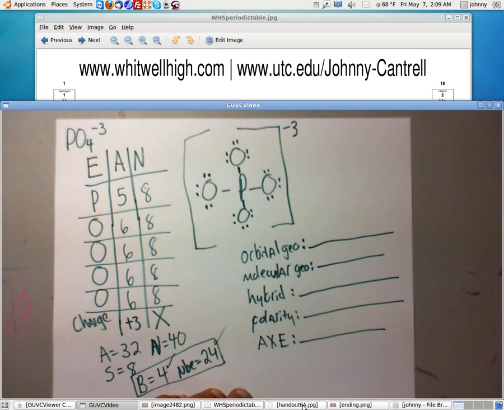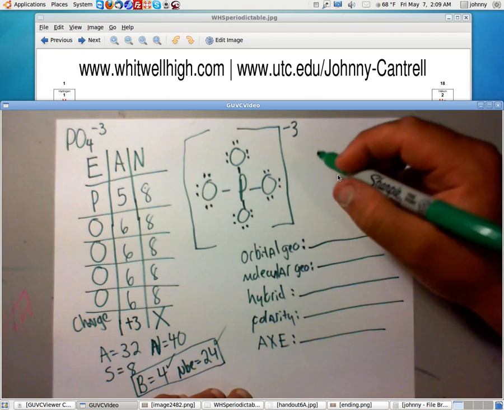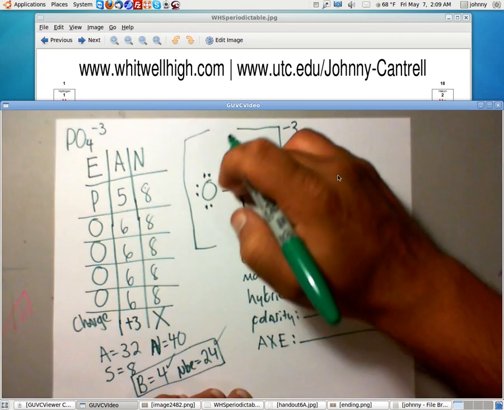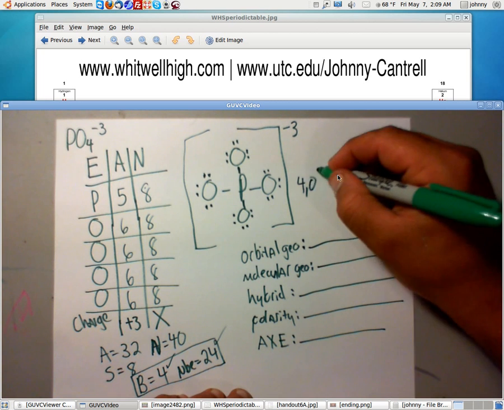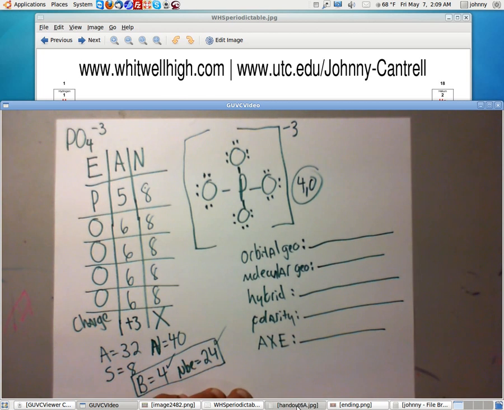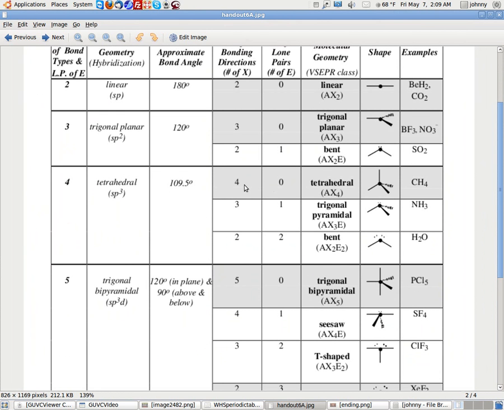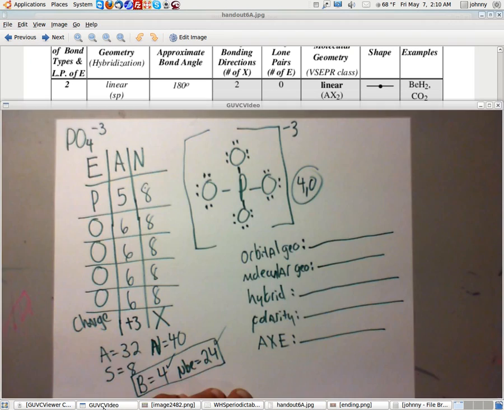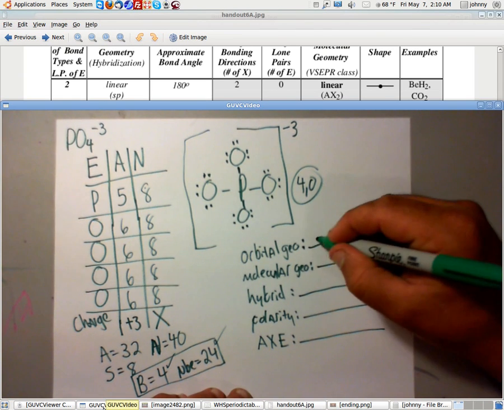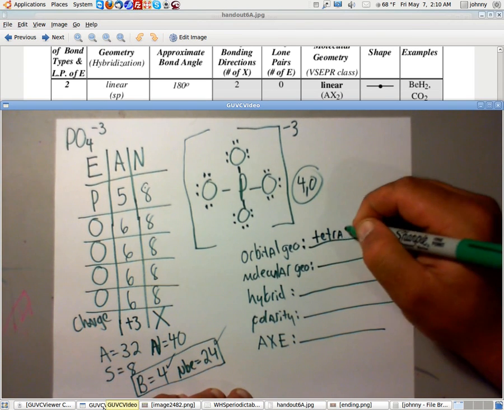Now the thing is, here we've got 4 bonds. Okay, 1, 2, 3, 4. 4 bonds. And we have no lone pairs on the central atom, so we're looking for 4, 0. Once you look on handout 6A, 4, 0 would be a tetrahedral shape for orbital geometry and molecular geometry. Remember, this is molecular geometry. So let's go ahead and record that on our sheet of paper here. Tetrahedral.